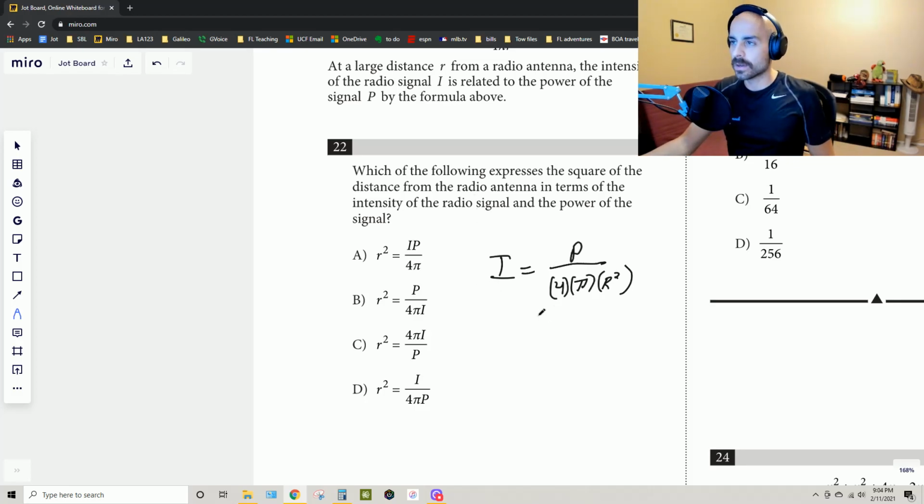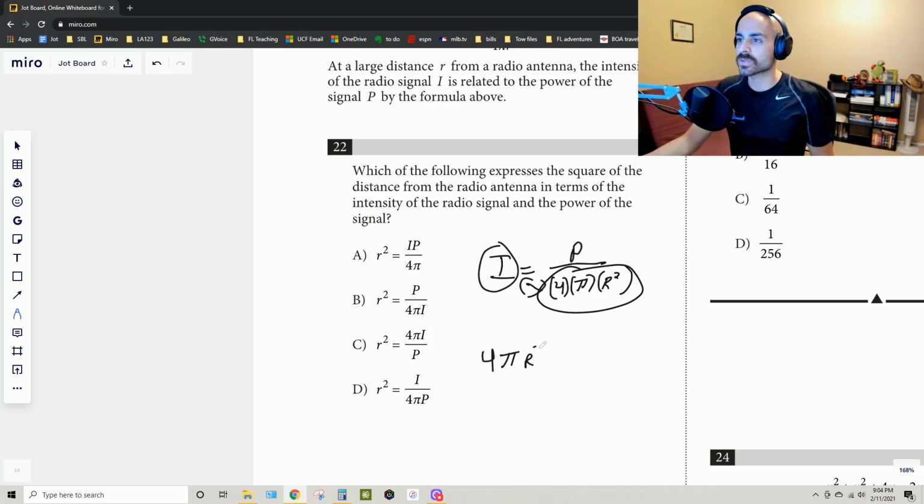Well, one thing that I know is that when I have a fraction equal to a single term, I can always swap these two terms. So I can rewrite this as 4 pi r squared, multiplied by each other, is equal to p over I. And I'll get into how that is true in a minute.